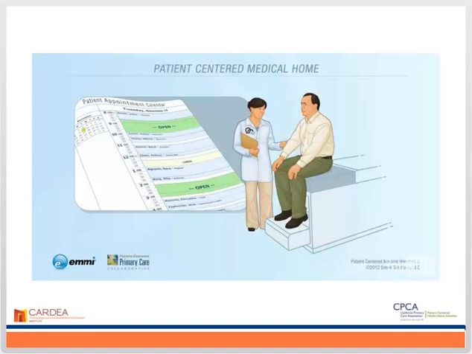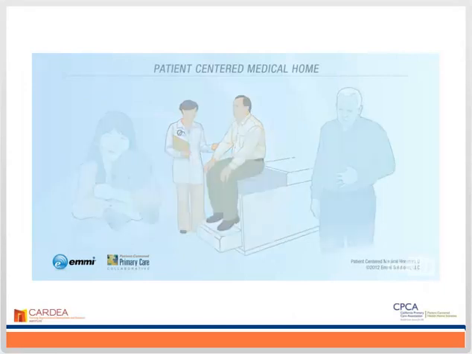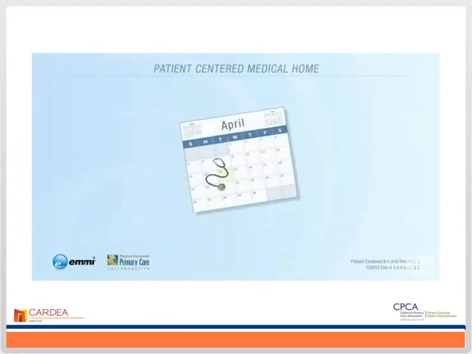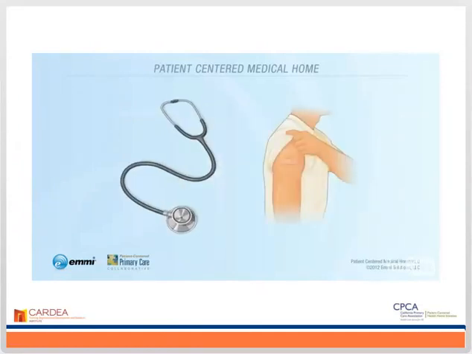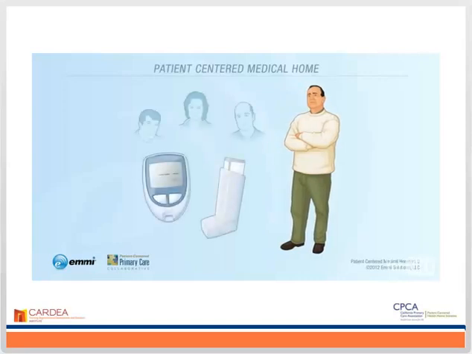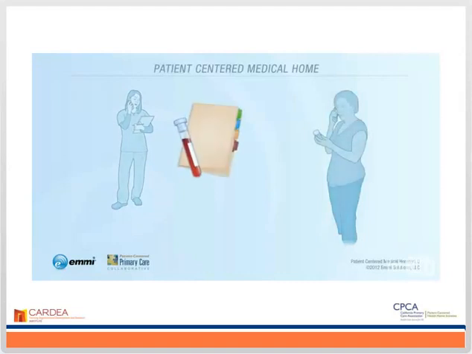But patient-centered care isn't just about getting help when you or someone in your family gets sick. It's about preventing problems so you stay healthy. They'll make sure you get things like a yearly checkup or any shots, and your care is tailored, or custom-made, based on your health and family history. So if you need any kind of test, they'll contact you to explain the results and schedule any follow-up care.